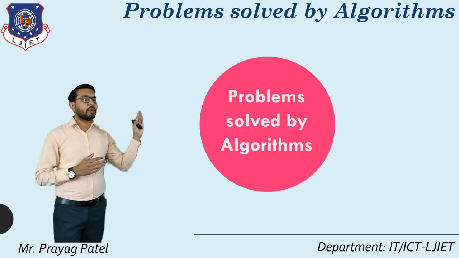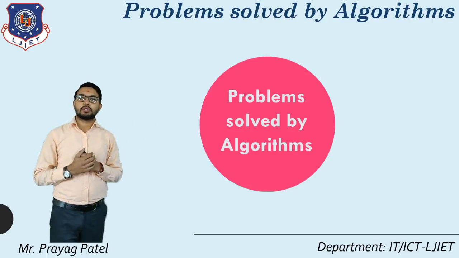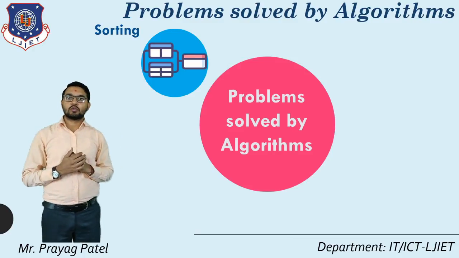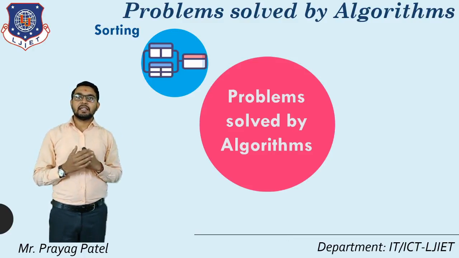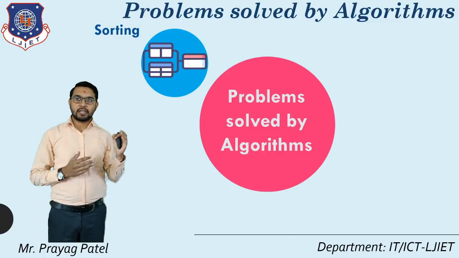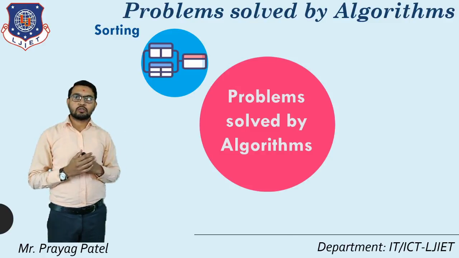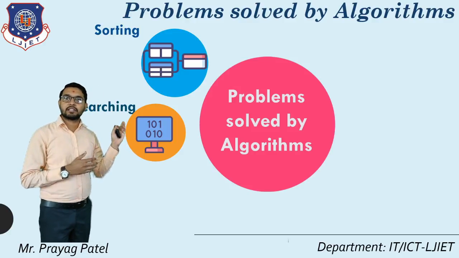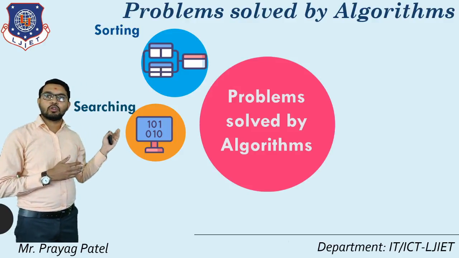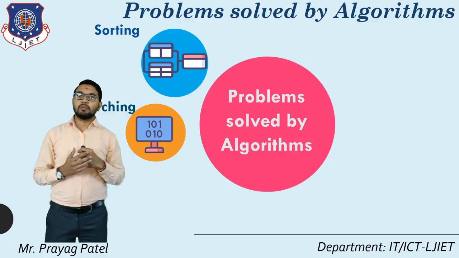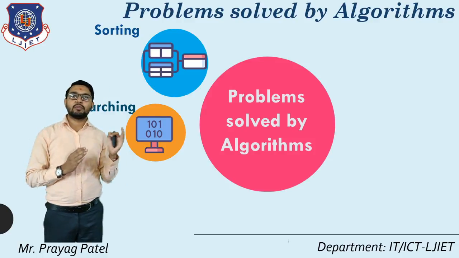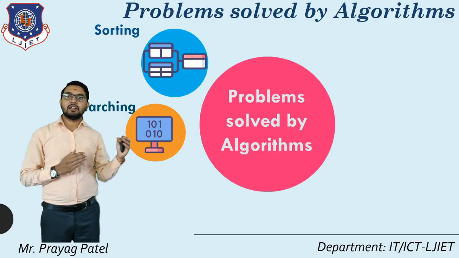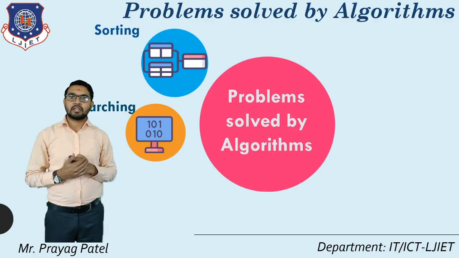Now first consider problem solving by algorithms. Many types of problems can be solved using algorithms. Consider the first problem as a sorting problem. What is sorting? Sorting means arranging the given data in ascending or descending order. Second, consider the searching problem, which is also solved using algorithms. Searching means finding the desired element from the given list. Here we use searching methods like binary search and sequential search.